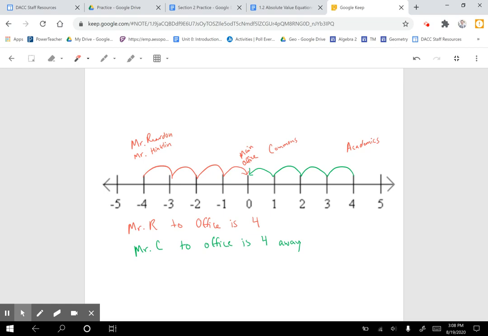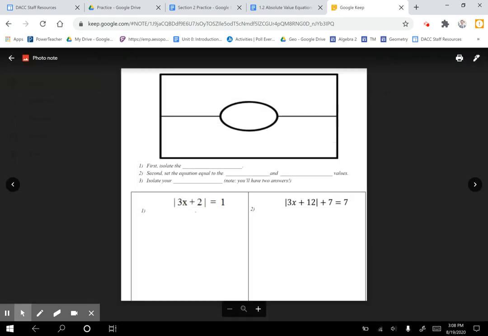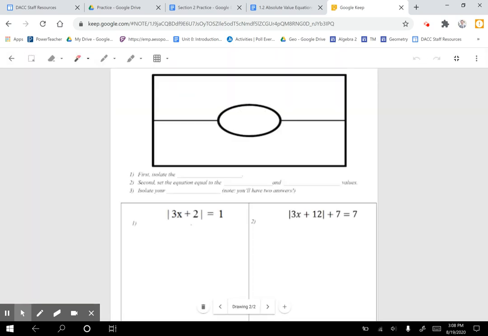We're not necessarily thinking, oh, Mr. Reardon is -4 away from the main office. We're saying that Mr. Reardon is 4 jumps away from getting to the main office on this number line here. So with that as our grounding example, let's actually move forward and let's define absolute value. So absolute value is our vocab term. So if you could, please write that into our model. And absolute value is defined as a number's distance from 0.